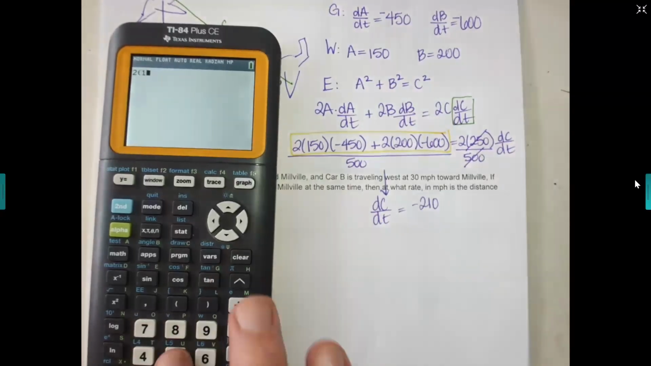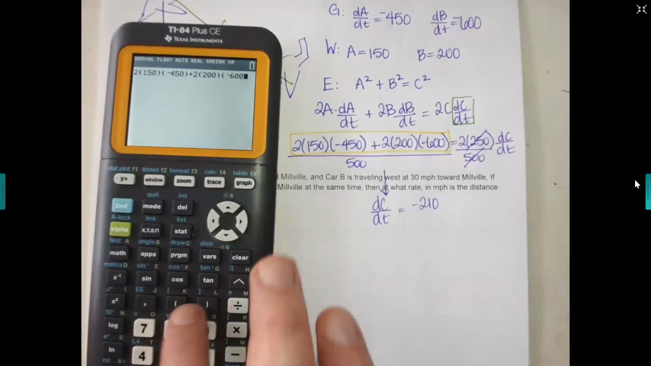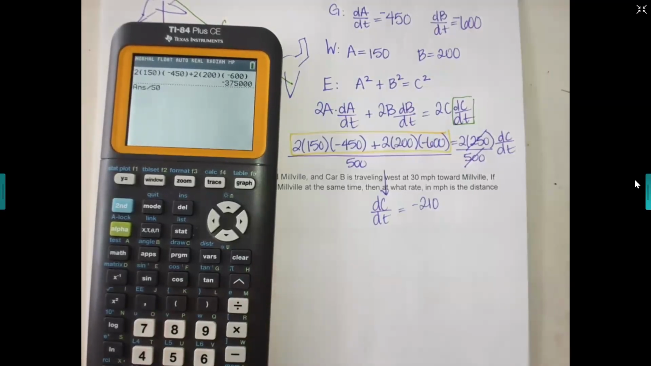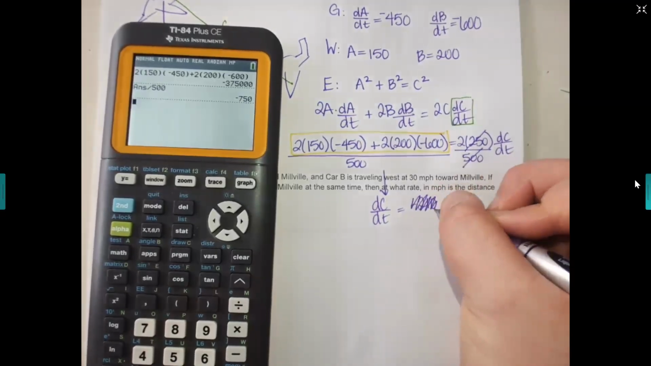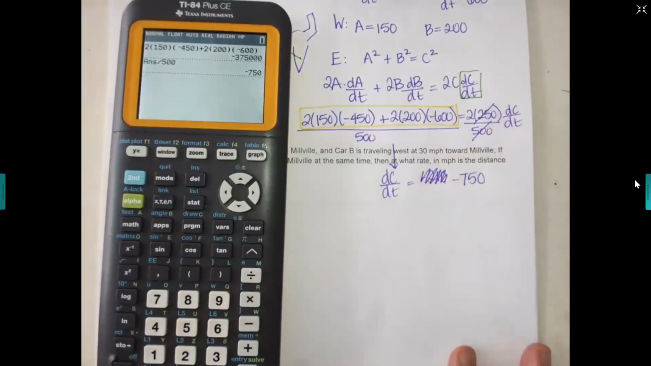Oh, wait. I got something. Hold on. 2 times 150 times negative 450, plus 2 times 200 times negative 600, divided by 500. Yeah, it should be 750. Close enough.